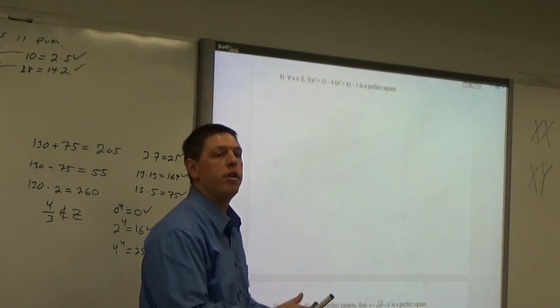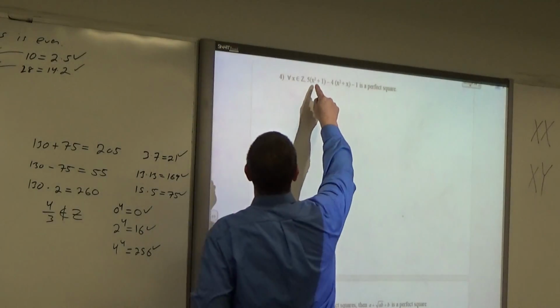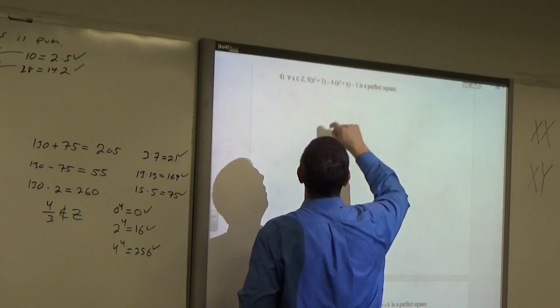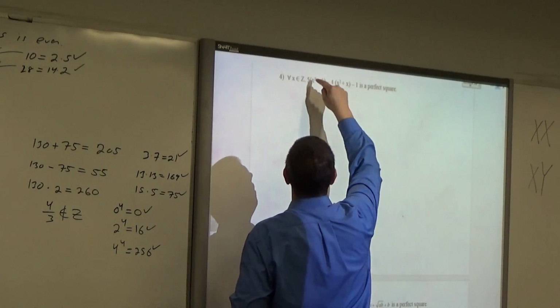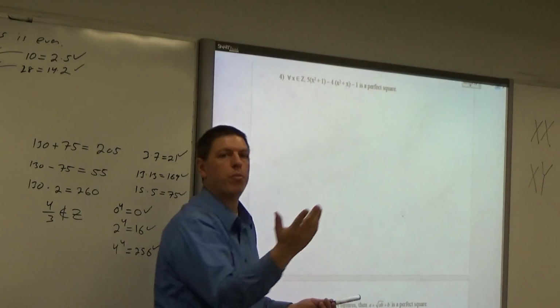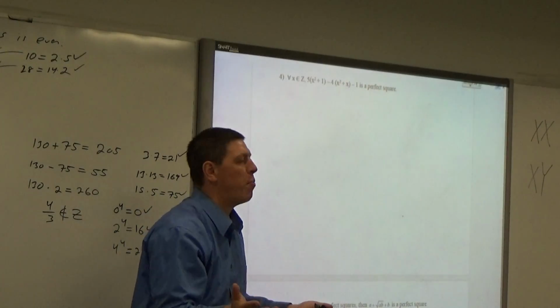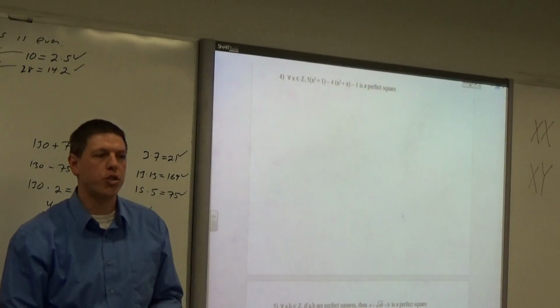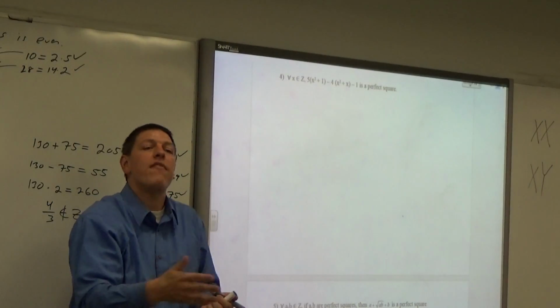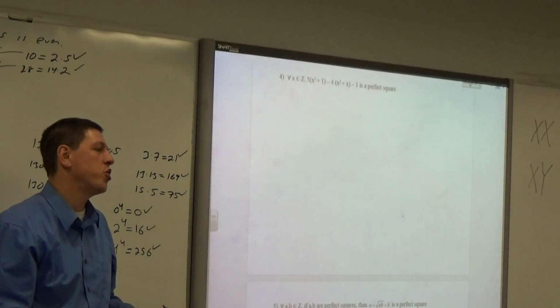Let's see if it works for 1. If I plug in a 1, 1 plus 1 is 2 times 5 is 10. 1 plus 1 is going to be 2 times 4, which is 8. 10 minus 8 is 2. 2 minus 1 is 1. 1 is a perfect square. So just by trying a couple of them, it looks like it works. Now I'm not saying sit there and try to find a counterexample, because if it doesn't work, you'd probably try 1 or 2 and it doesn't work.